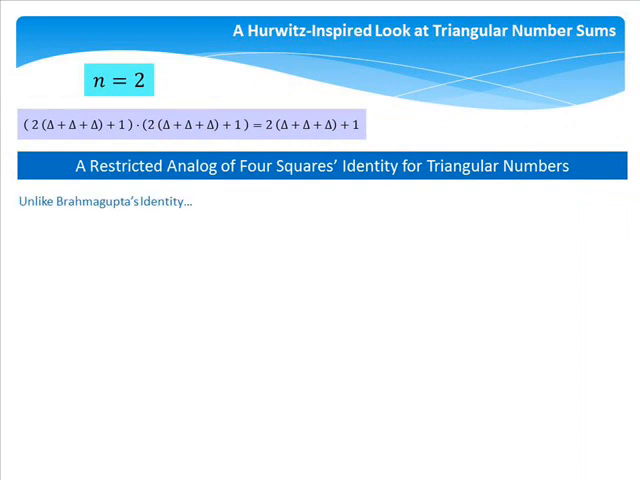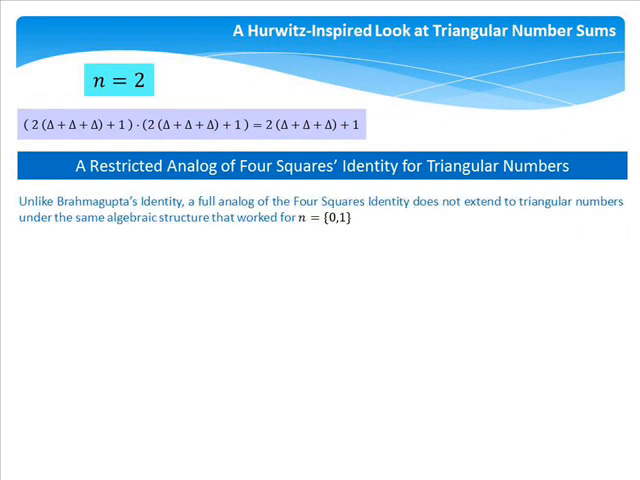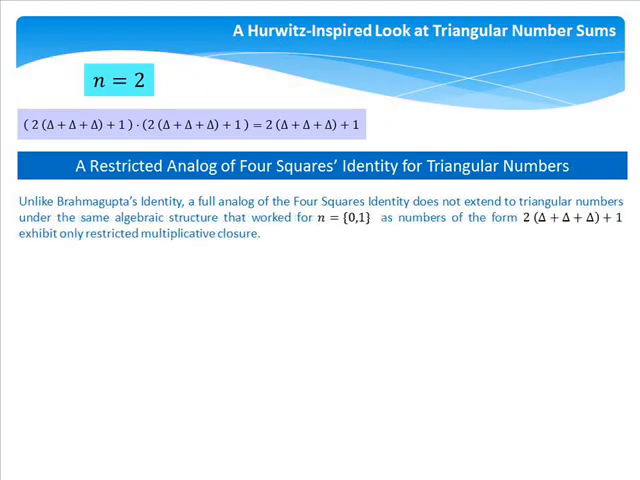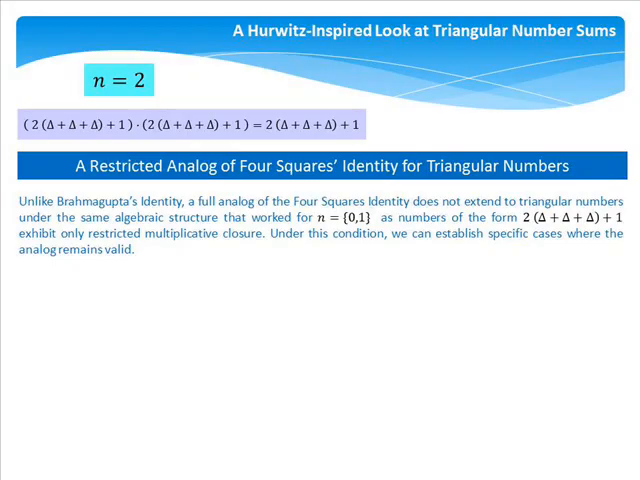Unlike Brahmagupta's identity, a full analog of a 4 squares identity does not extend to triangular numbers under the same algebraic structure that worked for n equals 0 and 1, as numbers of the form 2 times the sum of three triangular numbers plus 1 exhibit only restricted multiplicative closure. Under this condition, we can establish specific cases where the analog remains valid.